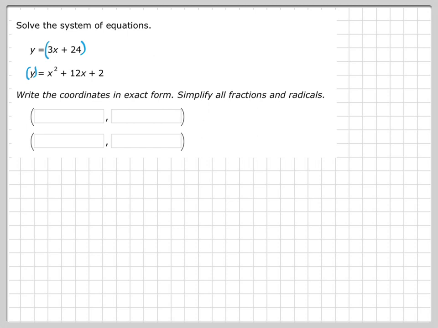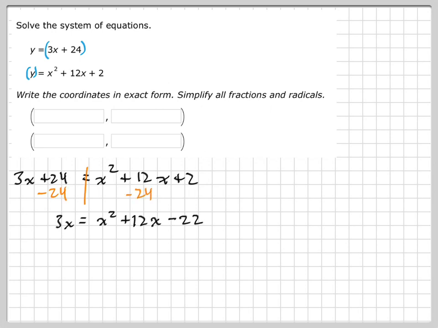So what I'm going to do is take that 3x plus 24 and plug it into the other y. That way we have an equation that does not have two variables but only has one variable, which is the x. Okay, I don't need these parentheses because there's nothing multiplying or needing to be distributed.